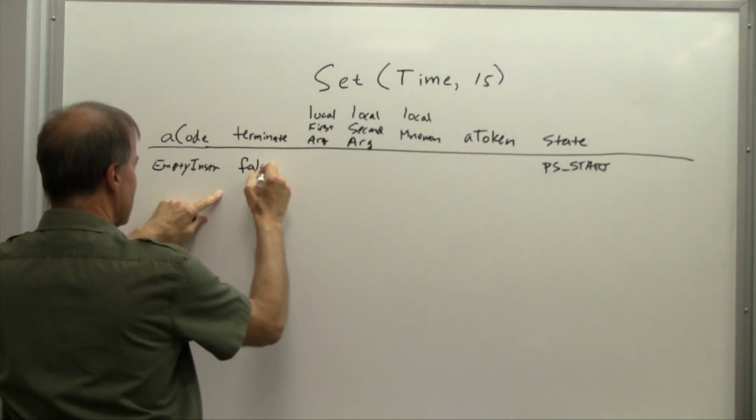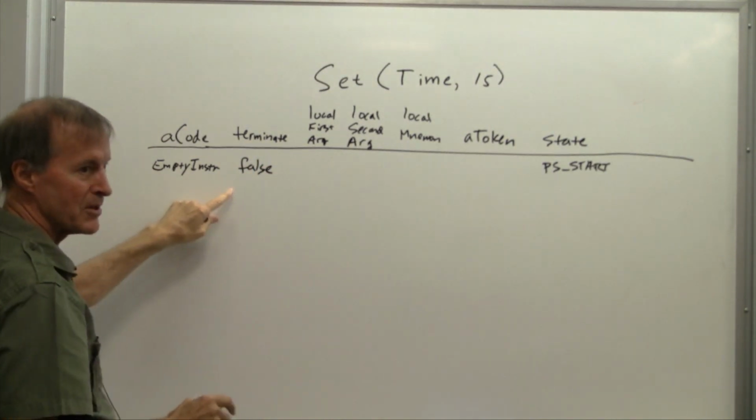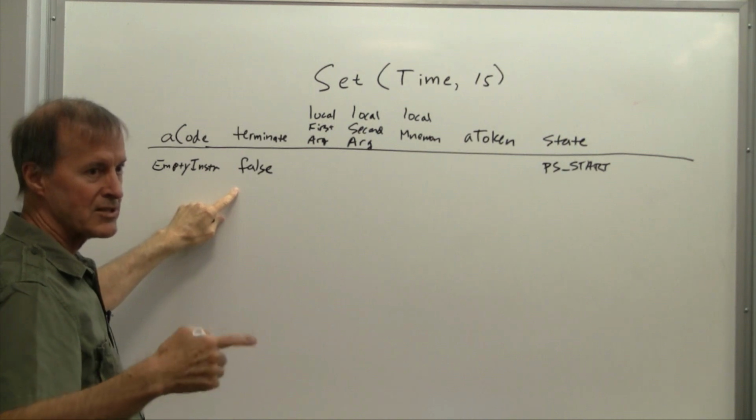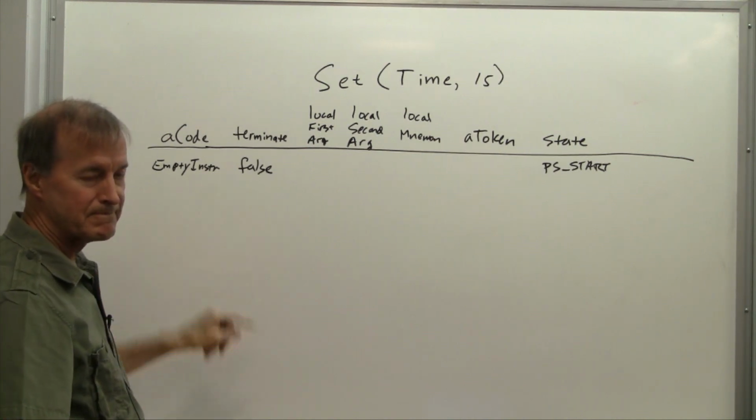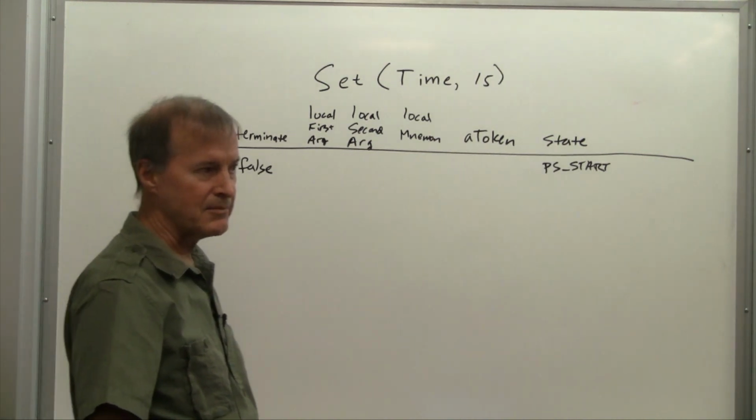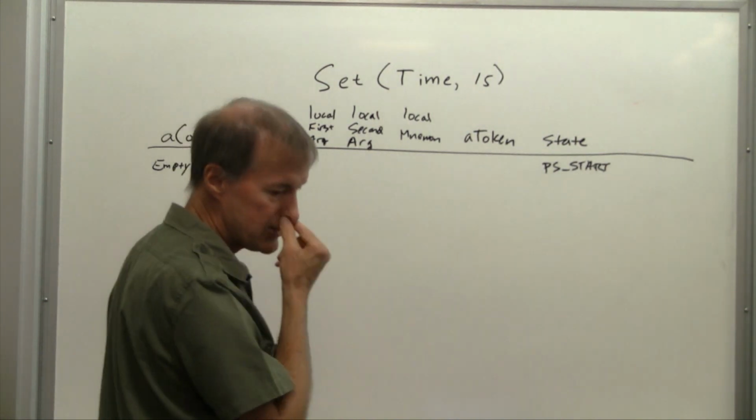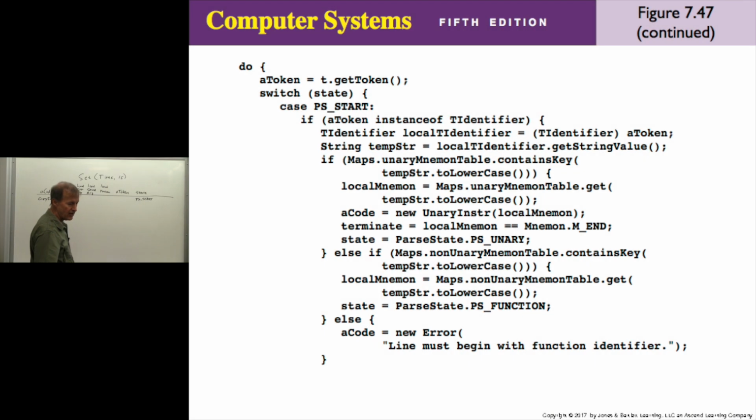False. We forgot to write that down. But is everybody clear on that? So that terminates the loop. That's a flag that terminates the loop. Are we good? Now let's go to the do loop and see how this works. See how the logic works.